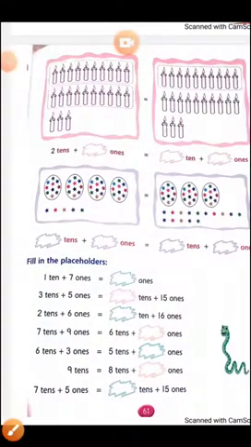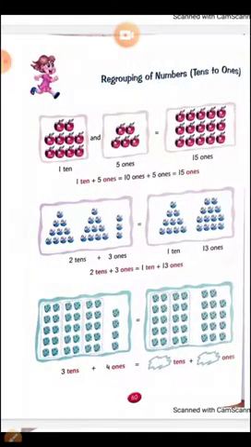Okay. So this is regrouping of numbers from tens to ones. Remember, in addition, we regroup the smaller place into greater place, the place which comes next to it, that is, we regroup ones to tens and tens to hundreds. But in subtraction, it is exactly opposite. We regroup bigger place into smaller place. That is, we regroup tens to ones or hundreds to tens, because in subtraction we borrow from the greater number.